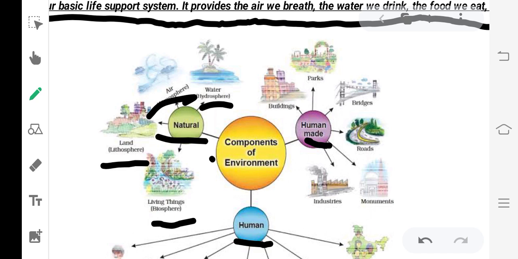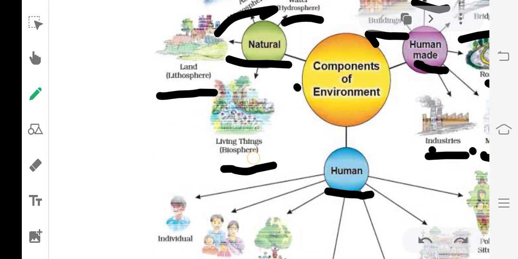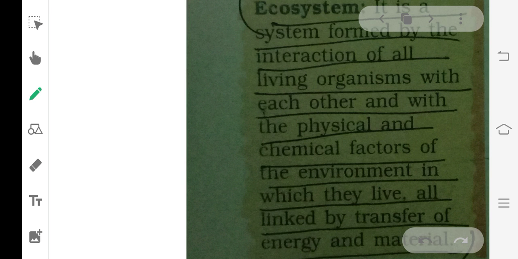The human made component can be divided into different parts. Some examples are buildings, parks, bridges, roads, monuments, industries. After that, the human environment. The human environment is divided into individual, family, community, religion, educational, economic, and political situation.